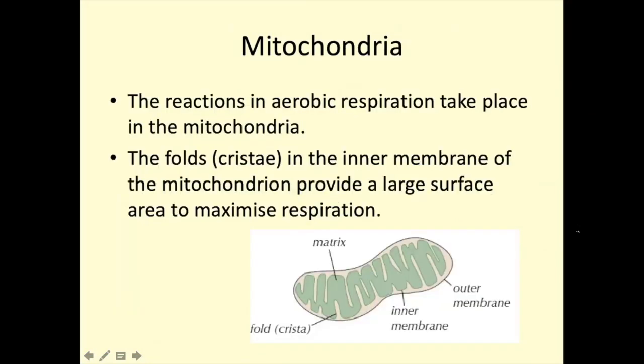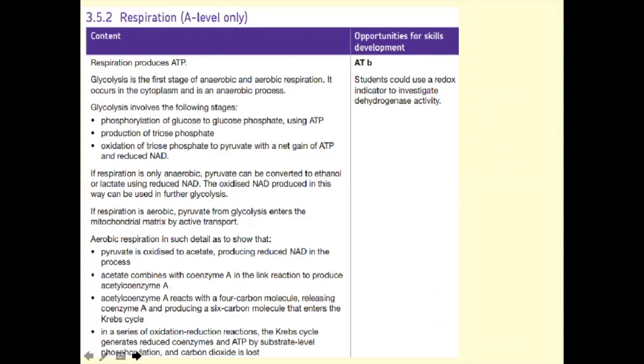Here's another recap. These folds, cristae, in the inner membrane of the mitochondria have a very large surface area to maximize respiration. As I say, not today, but we'll come on to it, there's a whole load of reactions going on in this inner membrane. There are embedded proteins in this inner membrane carrying out the last stage of respiration. So having this super high surface area means more respiration, folks. Okay, so that's the spec on this.